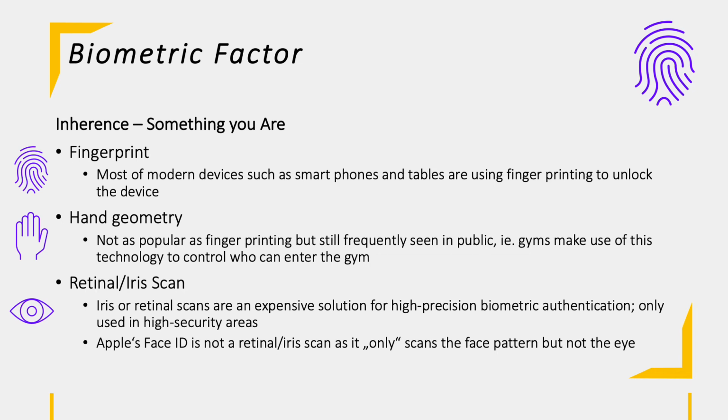The third one is the retinal or the iris scan. This is a quite expensive solution because it requires high precision, and it's therefore classified as a high precision biometric authentication. You will see those mainly in high security areas where you want this additional layer of security, because the iris scan or retinal scan is way more difficult to fake or to compromise than, for example, a fingerprint. And one thing I want to mention here, Apple's Face ID is not a retinal or iris scan, if you may have thought so, because Face ID only scans the face pattern, but not specifically the eye.